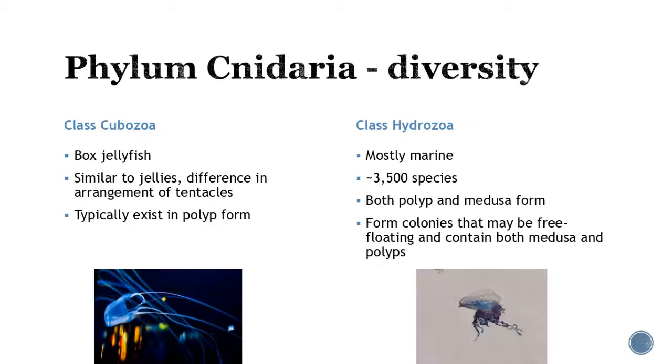So two more classes. We have class Cubozoa, which happen to be your box jellyfish. It's more of this box shape when it comes to the bell part. But the main difference is how their tentacles are arranged, and they're primarily going to be in their polyp form if you're looking for these guys. And these are some of the best images I could find representative of each class.